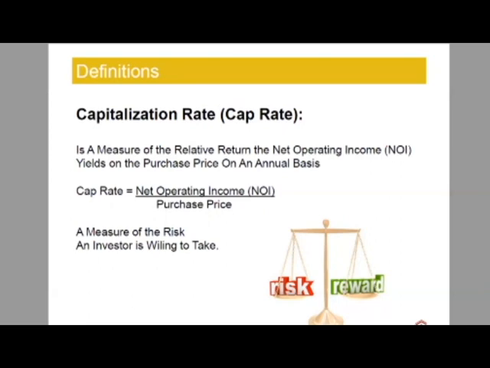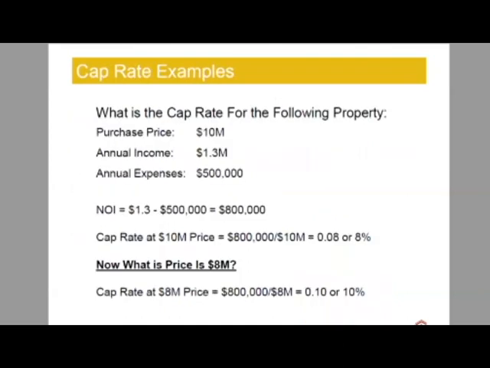But you'll hear that cap rates are by area, cap rates are by city, cap rates could be by submarket. It's just a gauge of the risk and return. You just need to know what that is, right? So let's take a look at an example of a cap rate, right?